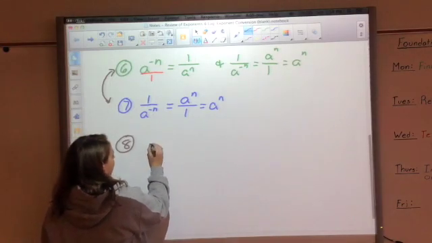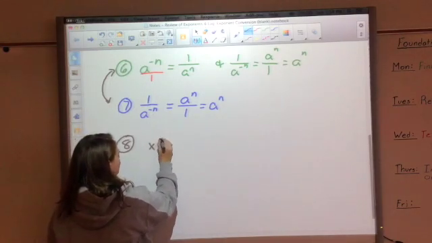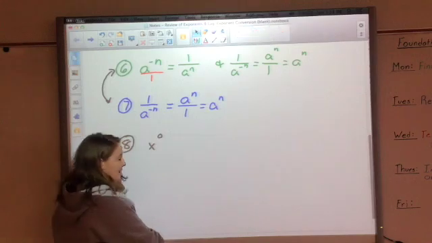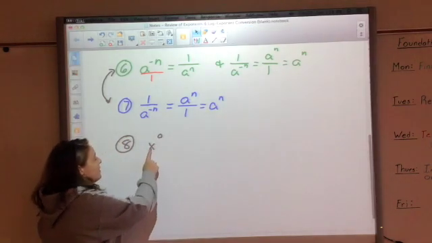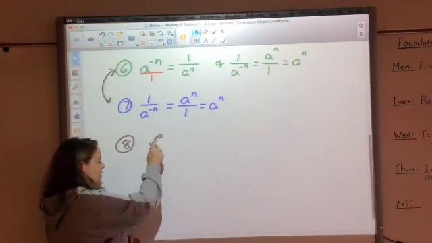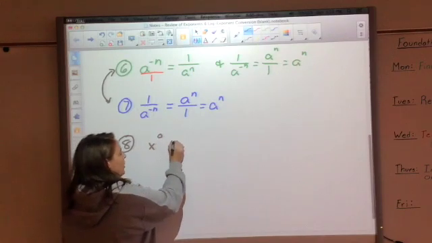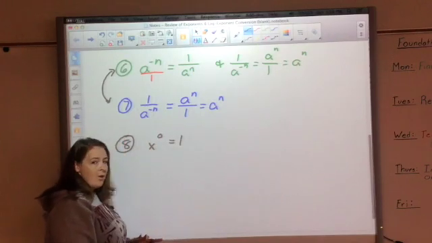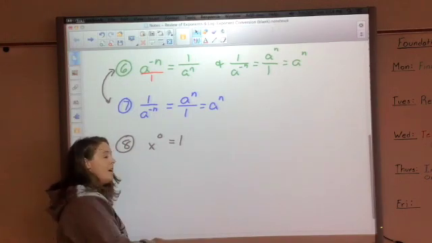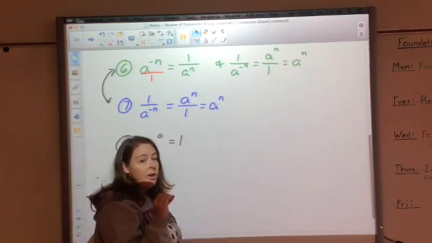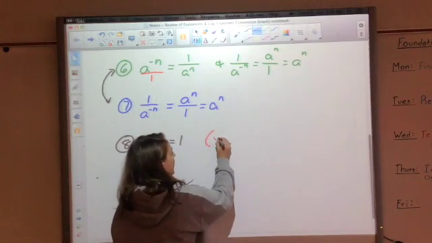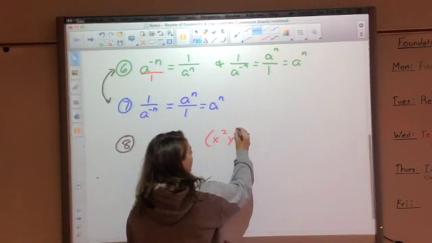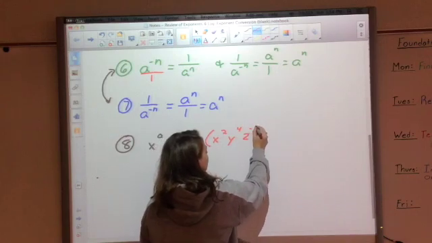So let's say we have x to the 0 power. And x can be anything except for 0. So if we have anything to the 0 power, that is always going to equal 1. No matter how simple or complicated it is, if it's raised to the zero power, then the answer is just 1. So we could have x squared, y to the 4th, z to the negative 5th.